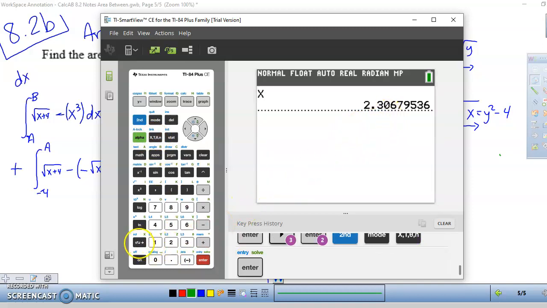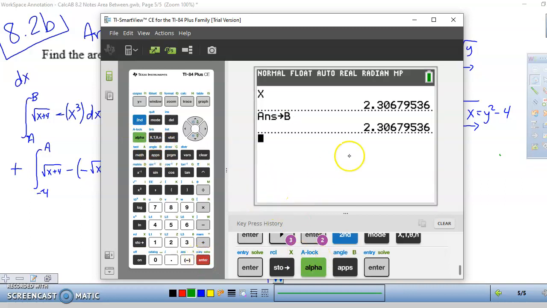So STO is the store button, and then we're going to store it, let's just store that one in, I think I made that B. So alpha, and then here's the B, and then enter. Okay, so now the positive 2.306795536 is stored as B.